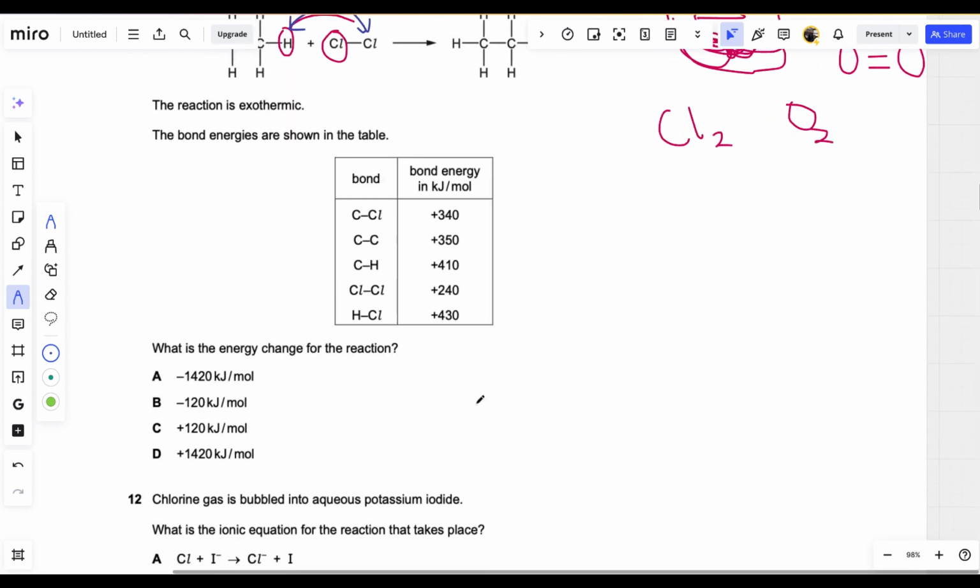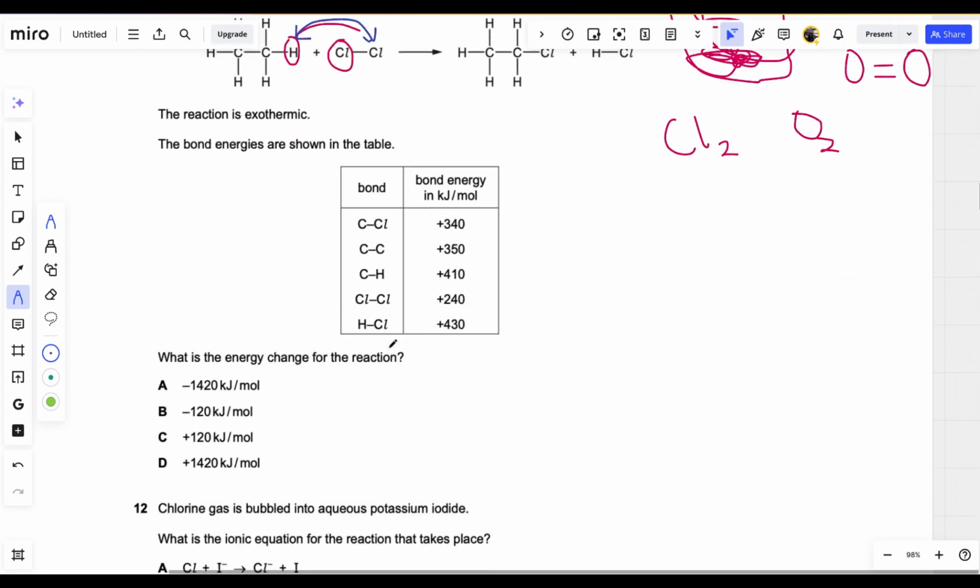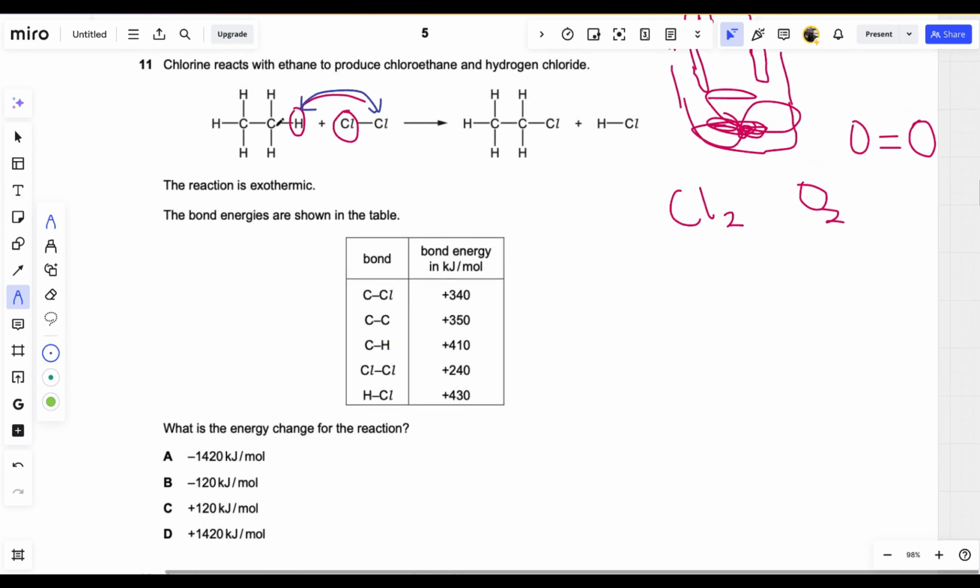Okay, we're going to do the energy calculation. What's the energy change? First you calculate energy in, which is the energy in breaking the bonds. So how many C-H do we have here? 1, 2, 3, 4, 5, 6. So the C-H we have here is 6. So I'll write C-H multiplied by 6. I'll take the bond energy and multiply it by 6.